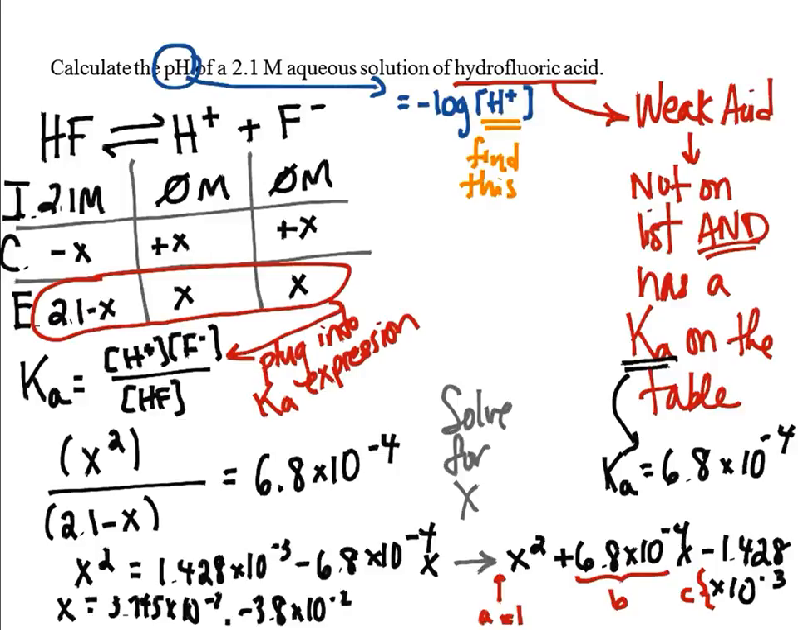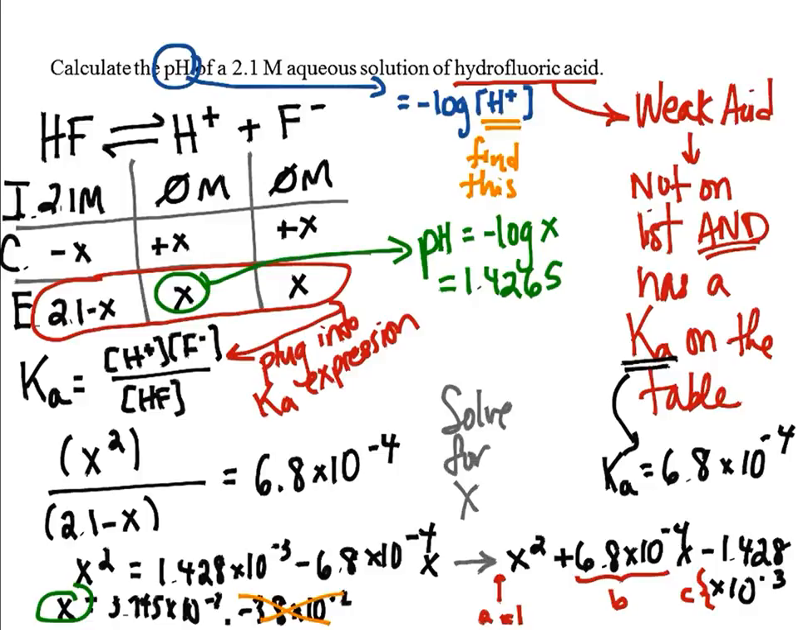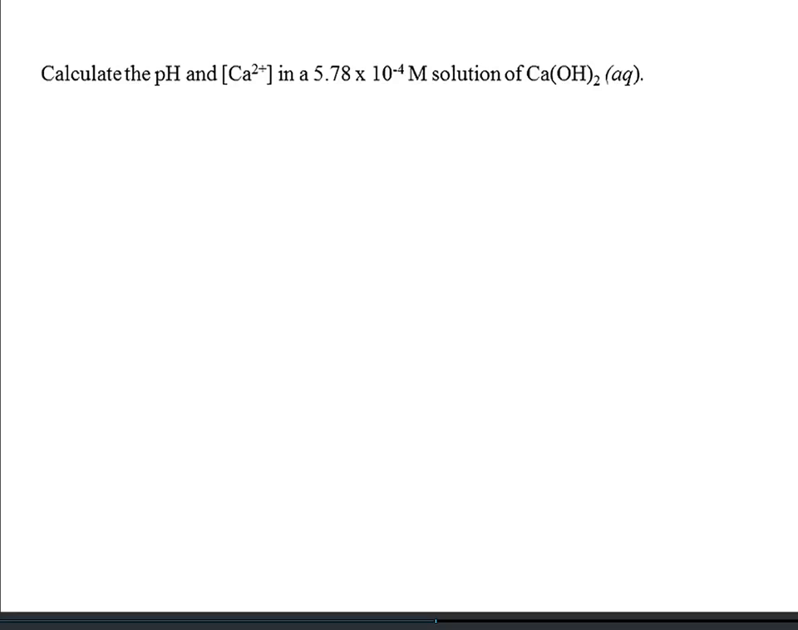I'm going to plug that into the quadratic equation, and I get 2 roots for x, 3.745 times 10 to the minus 2, and a negative value, which I'm going to take away because x can't be negative. pH is the negative log of x, which equals 1.4265. And that's going to round to 1.43. It's going to have two sig figs after the decimal point, and that goes back to the quadratic equation. You'll have to go back and figure out with each step how many sig figs it should have. I can help you with that if you need help with that.